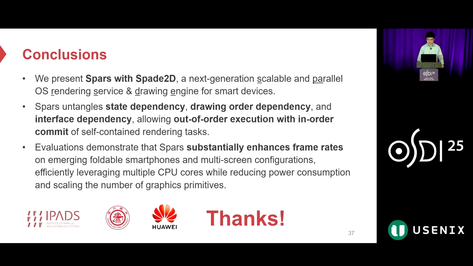To conclude, we present Sparse, a next-generation, scalable, and parallel OS rendering service. By drawing inspiration from out-of-order execution and in-order commits in CPUs, Sparse untangles state dependency, join order dependency, and interface dependency. Evaluations demonstrate that Sparse substantially enhances frame rates on emergent foldable smartphones and multi-screen configurations, efficiently leveraging multiple CPU cores while reducing power consumption and scaling the number of graphics primitives. We believe that this design offers a clear path toward building scalable rendering systems for the future of smart devices.